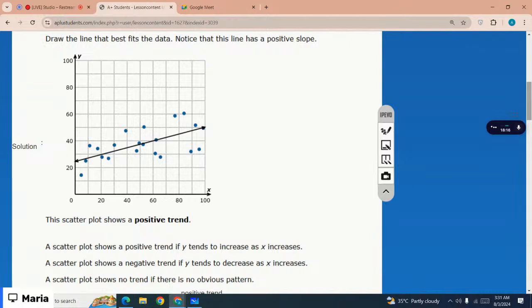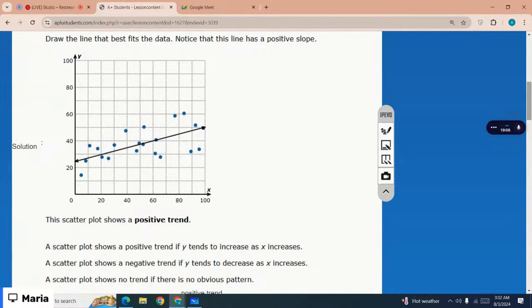A scatter plot shows a negative trend if y tends to decrease as x increases. If one value is increasing and the second one is decreasing, the graph is showing the negative trend. And a scatter plot shows no trend if there is no obvious pattern. So you can see here the x values are increasing, the y values are also increasing, right? That means the graph shows the positive trend. The correct option is positive trend.